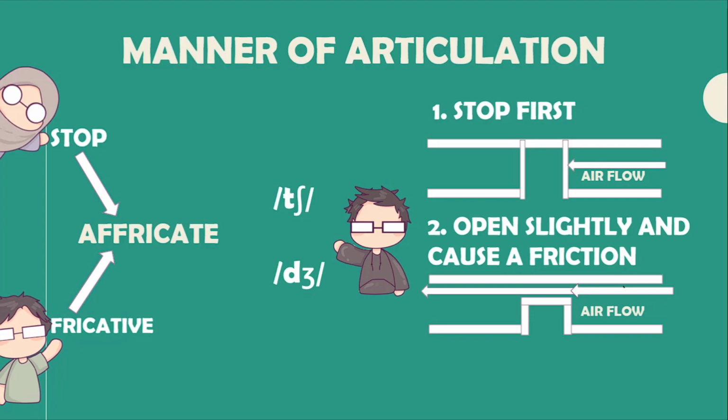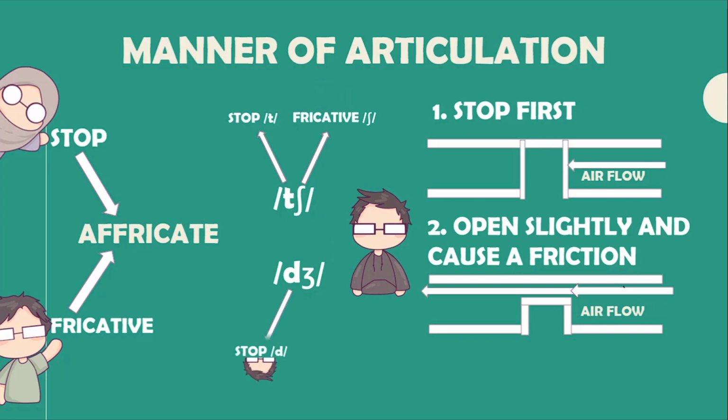As you notice in the affricate symbol, the combination used is the t, which is a stop, and sha, which is a fricative. Likewise here, we start with a d, which is a stop, and ja, which is a fricative. Now, let's move on to nasal.